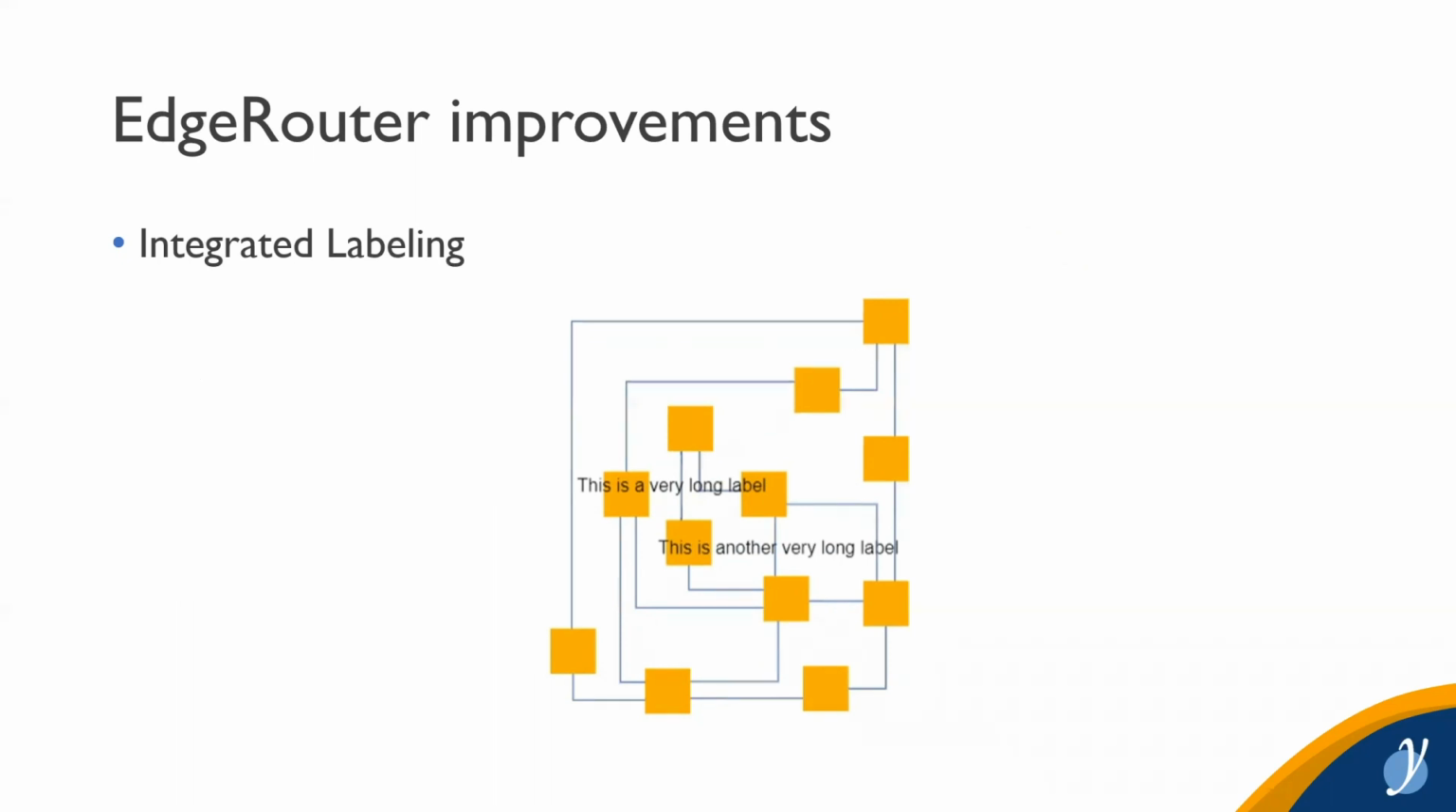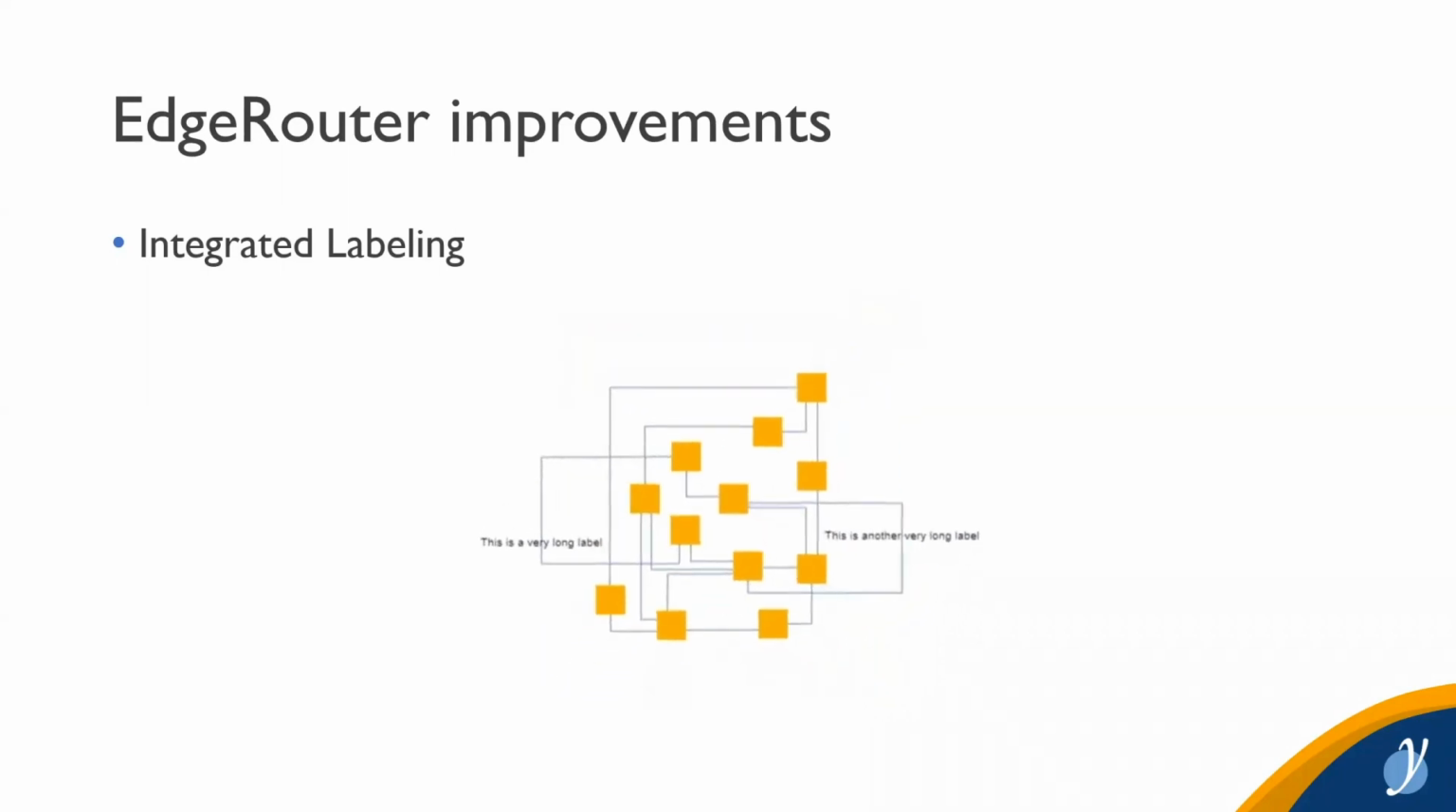The first one is integrated labeling. It might happen that there's a long label, like in this example, associated with an edge, and if necessary, the edge will now be routed using a different path so that it passes through areas that can actually hold the label's visualization without producing overlaps with unrelated graph elements. So this can result, like in this example, in longer edge paths, but we get guaranteed non-overlapping labels.